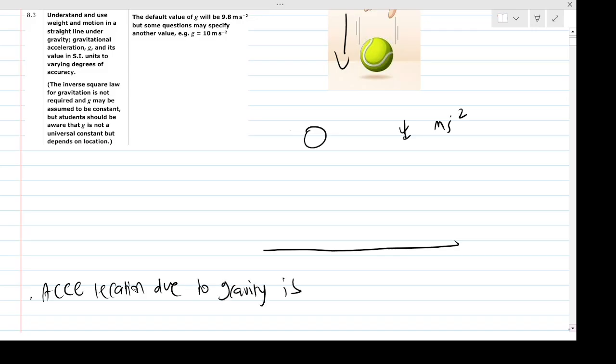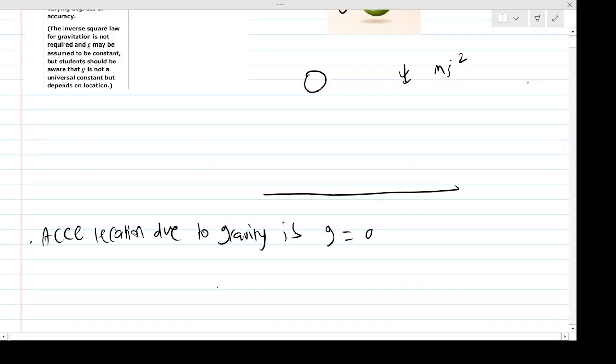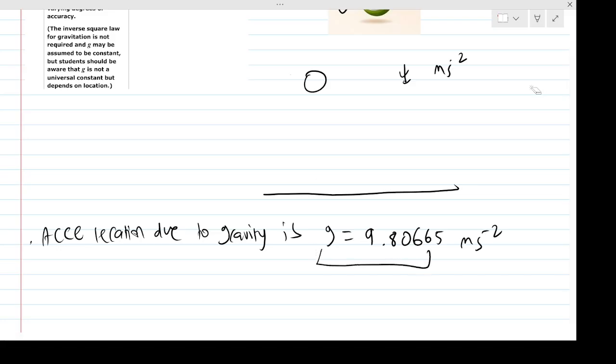is this letter g. It turns out the actual acceleration when things are falling down is 9.80665 meters per second squared. So it's been found that the acceleration because of gravity, when things fall down, is this number here. Obviously, we don't use this whole number. What we would do is round it to approximate.